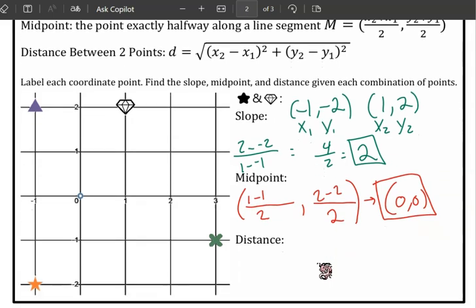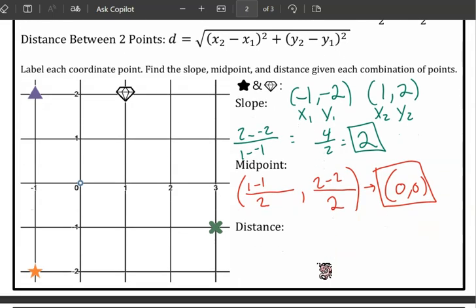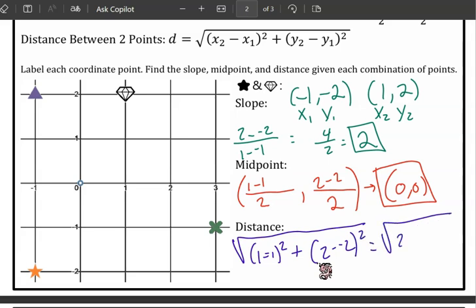The distance, let's plug it into the distance formula. The square root of 1 minus -1 squared plus 2 minus -2 squared. So we have 2 squared plus 4 squared. That's the square root of 20, which is the same thing as the square root of 4 times the square root of 5, 2 square root 5.